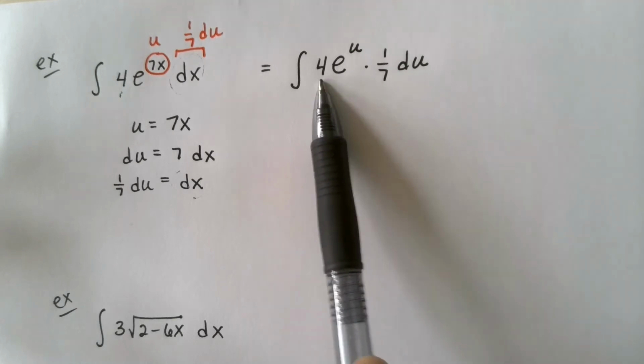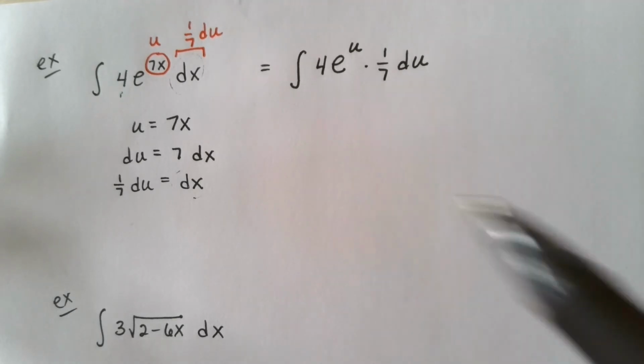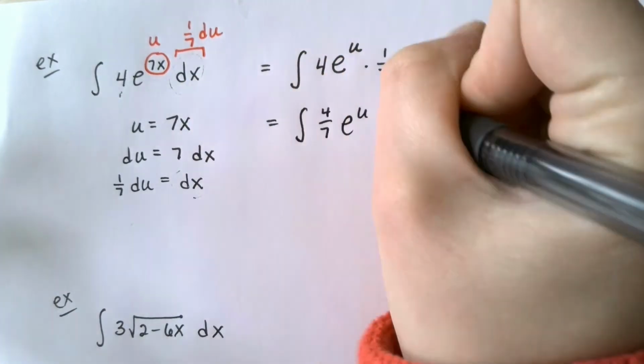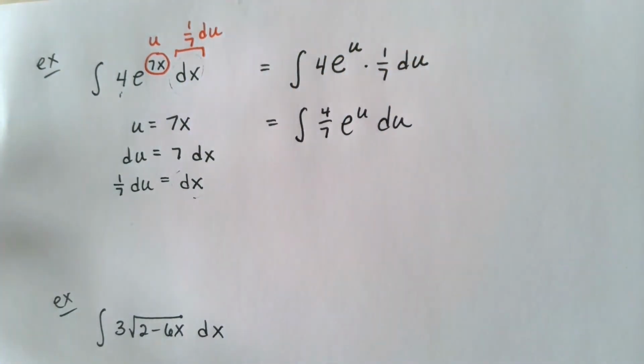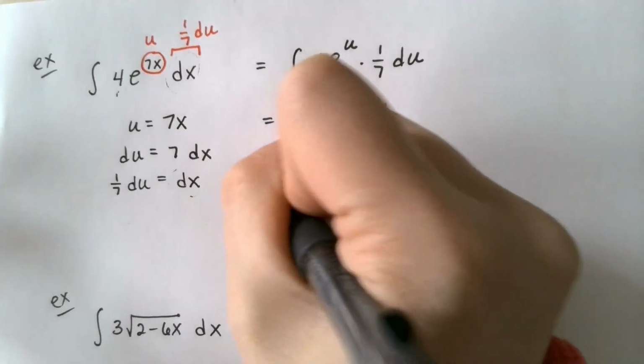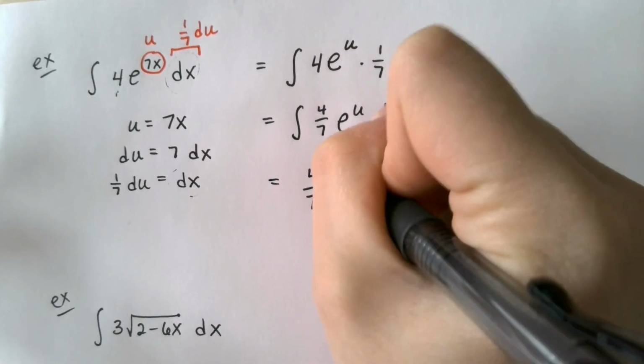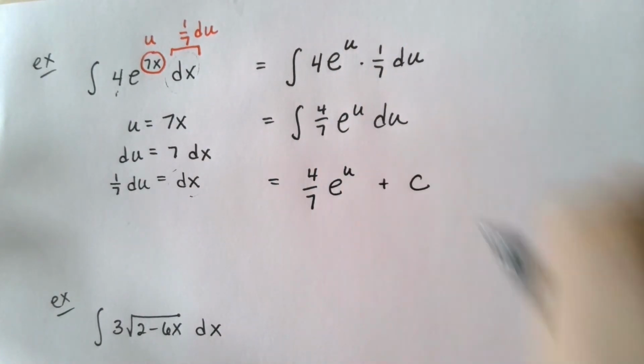So in my next step, the 4 and the 1/7 I'll combine. So I just have the integral of 4/7 e to the u du. So I just have a number times e to the variable, and that's something I do have an integration rule for. 4/7 carries down because it's a multiple. E to the u is its own derivative, and of course that plus c.